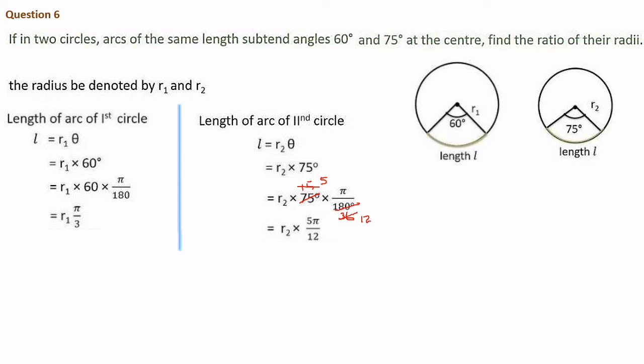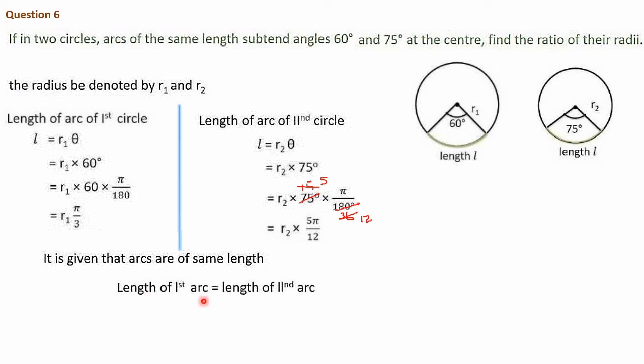So this is the way we have got r2 into 5 pi by 12. Then it is given that the arcs are of the same length. That is what is mentioned in the question. That means the length of the first arc and the length of the second arc are equal. So we have got the lengths here. This is r1 pi by 3 is the first length and r2 5 pi by 12 is the second length. They are equal. Here we want the ratio of the radii, meaning r1 divided by r2 we want.